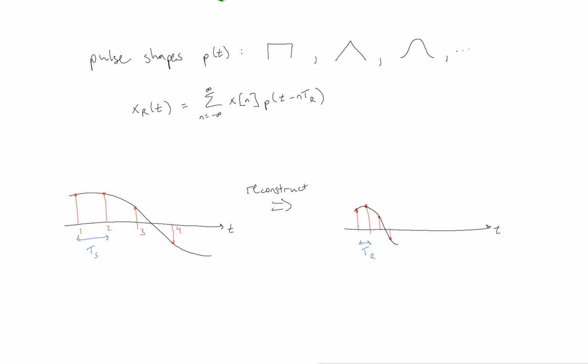Altogether, we have seen how to perform reconstruction, that is, going from a discrete time to a continuous time signal. We have also seen that the reconstruction rate is arbitrary, but is usually chosen to be the same as the sampling rate for consistency.